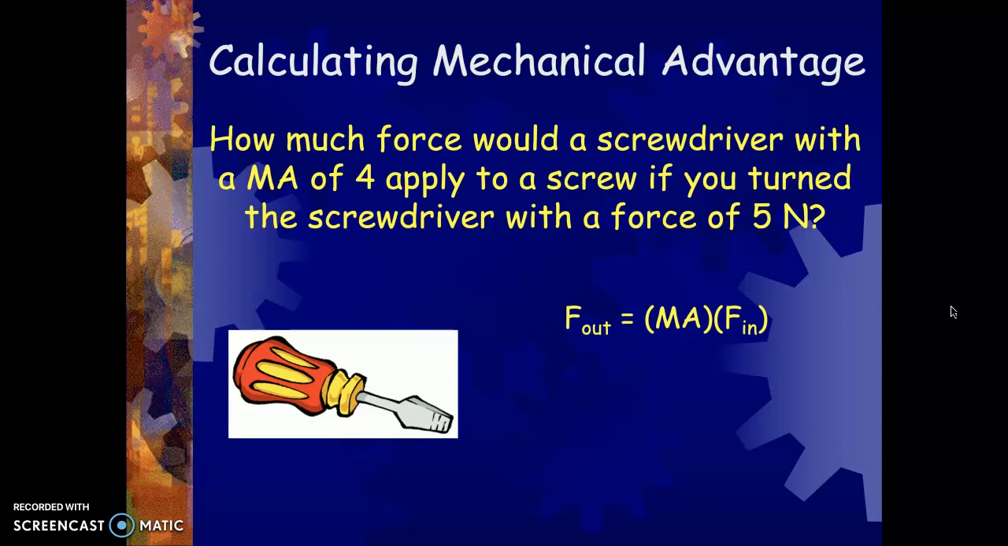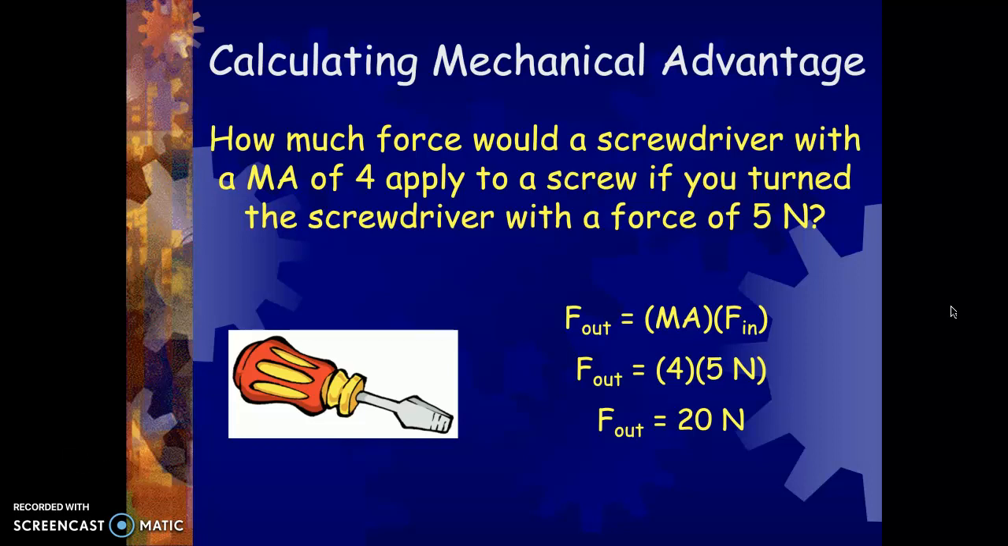In this case, it's a simple multiplication of mechanical advantage times the force applied to the screwdriver. So in this case, mechanical advantage was 4. We applied 5 newtons of force, or we twisted the screwdriver with 5 newtons of force. In turn, the screwdriver is going to apply 20 newtons of force to the screw. Okay, this is why you use a screwdriver. If you try to screw a screw in with just your hand, you're probably not going to get it done. But as soon as you apply that screwdriver, you gain a mechanical advantage and you're able to get the screw in.